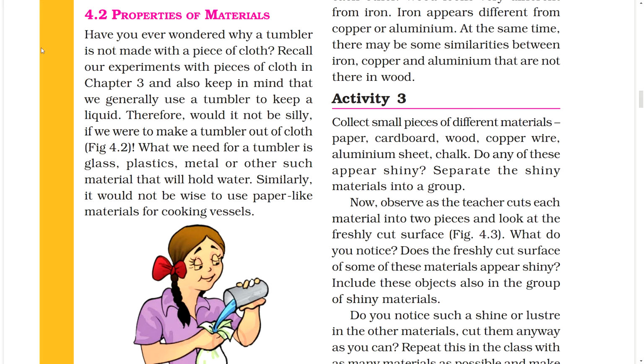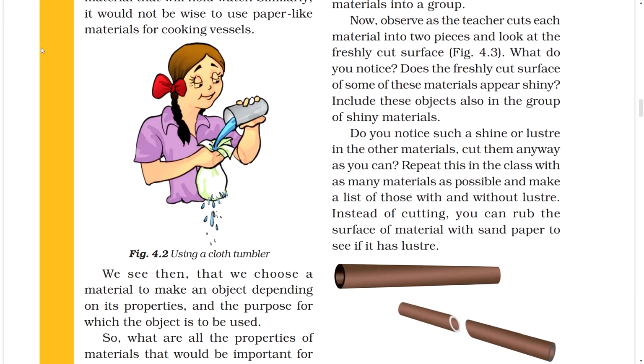4.2 Properties of Materials. Have you ever wondered why a tumbler is not made with a piece of cloth? Recall our experiment with a piece of cloth in chapter 3, and also keep in mind that we generally use a tumbler to keep a liquid. Therefore, would it not be silly if we were to make a tumbler out of cloth? What we need for a tumbler is glass, plastics, metals, or other such materials that will hold water. Similarly, it would not be wise to use paper-like materials for cooking vessels.